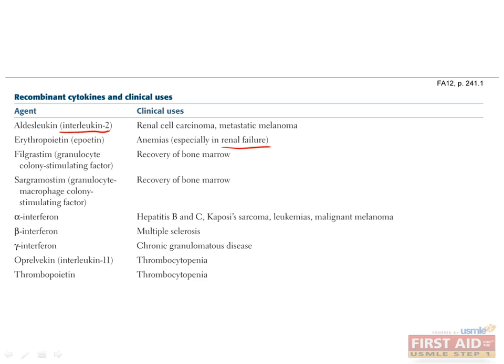Filgrastim and sargramostim are both granulocyte colony stimulating factors. They're used for the recovery of bone marrow after suppression in disease states. Alpha interferon is most commonly used in active hepatitis C infections, as well as hepatitis B. Beta interferon is the classic cytokine that has demonstrated some utility in treating multiple sclerosis. Gamma interferon has been used to treat chronic granulomatous disease, while interleukin-11 and thrombopoietin are used to treat thrombocytopenia.